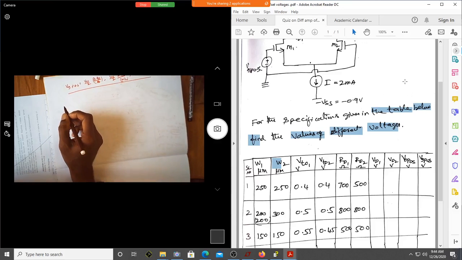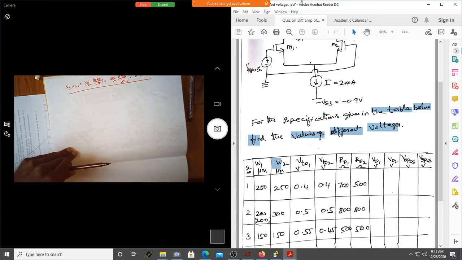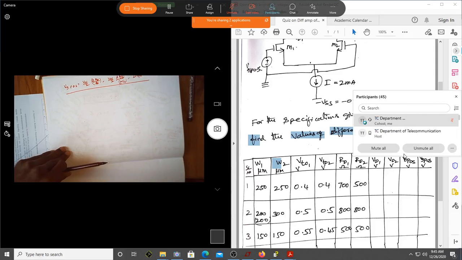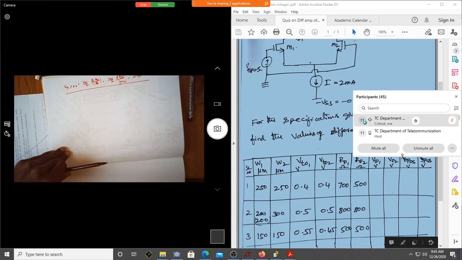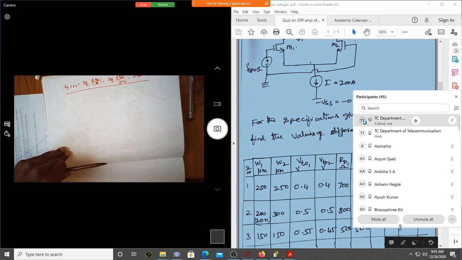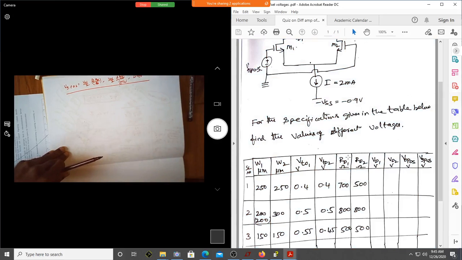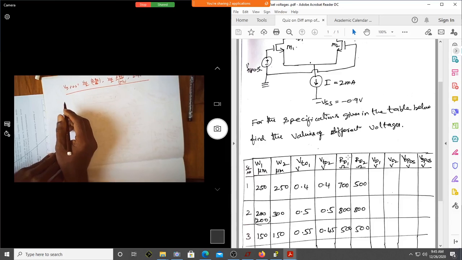Is that correct? One of you unmute. So who is there? Ayush Kumar, why don't you unmute? Ayush. Okay, shall we start?